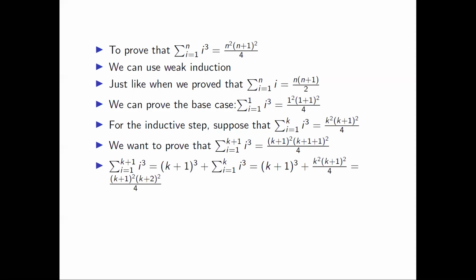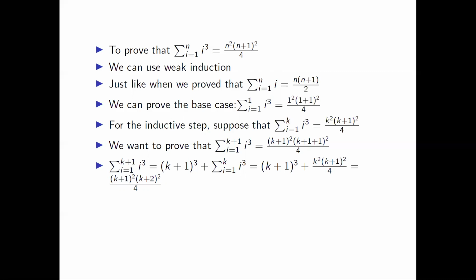So we'll proceed real similarly to how we did in those previous examples. We'll start with the sum on the left, from i equals 1 to k plus 1 of i cubed. We'll pull out the k plus 1 term, which is k plus 1 cubed here, and then we're adding that to the sum from i equals 1 to k of i cubed. And then we can use our inductive hypothesis. So we replace the sum with k squared times k plus 1 squared over 4.